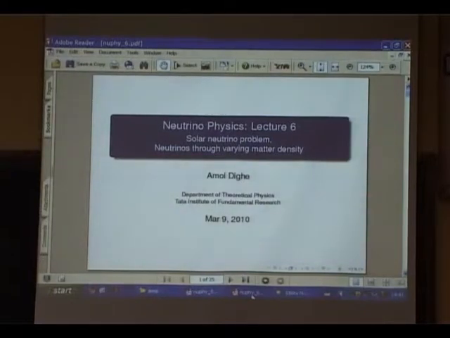Till now, we have basically studied the atmospheric neutrino problem and its solution and the things that came with it, all this formalism of mixing, thermal mixing, constant density, and so on. So now let's go to the second big problem that neutrino physics tackled over the last 50 years.